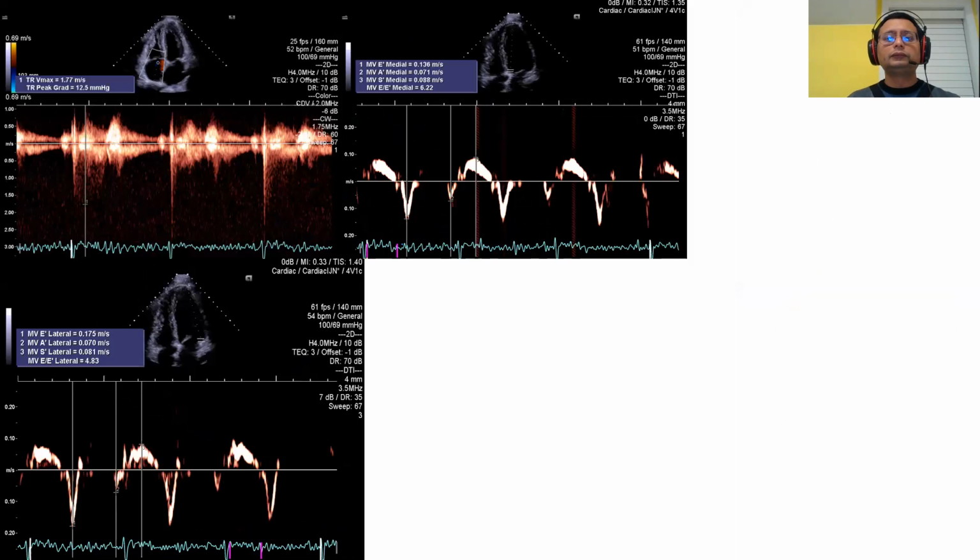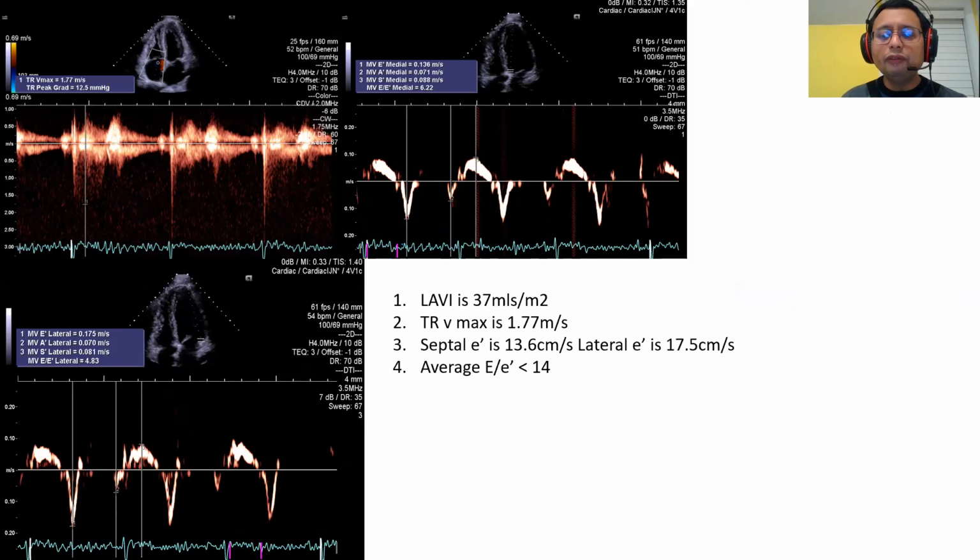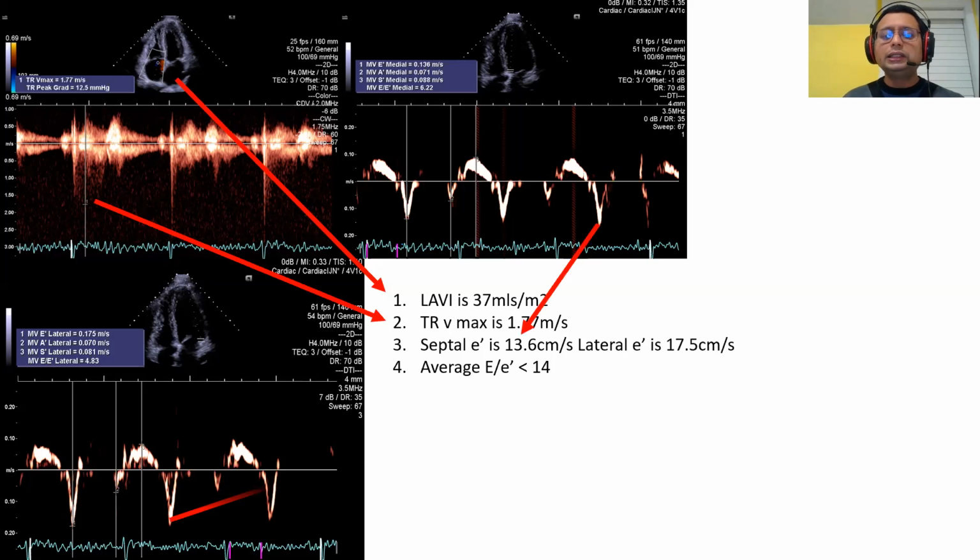Now, look at the left atrial volume index. In this situation, the left atrial volume index is 37 mL per meter squared. Is it normal or abnormal? Remember, 34 is the cutoff, so this is abnormal. TRV max is 1.77, that is normal. Septal E prime is 13.6, that is normal. Lateral E prime is 17.5, that is also normal. Septal E over E prime is less than 14, that is also normal.